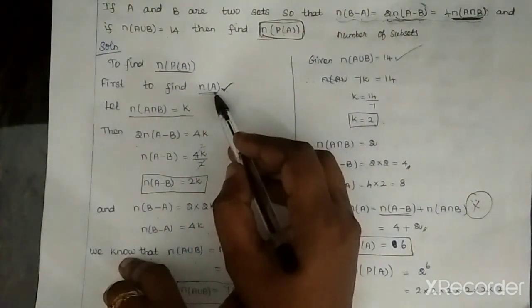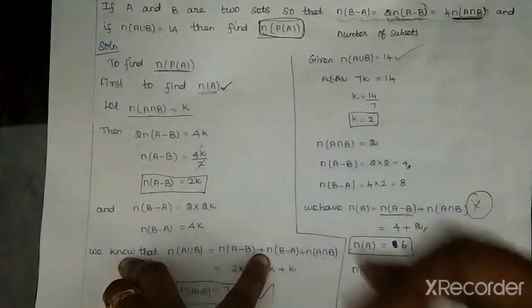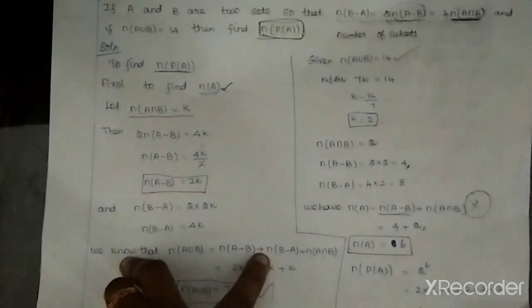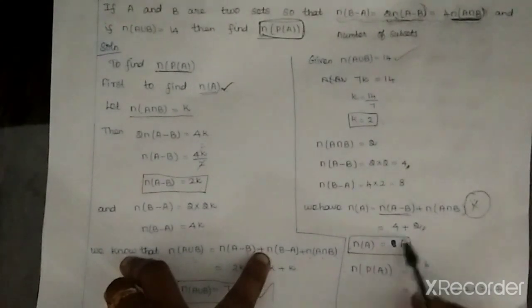So next, what we have to find? Total number of subsets. Total number of subsets, how do we write that? 2 power. Right? So that is n of P of A equal to 2 power, how many elements of A?